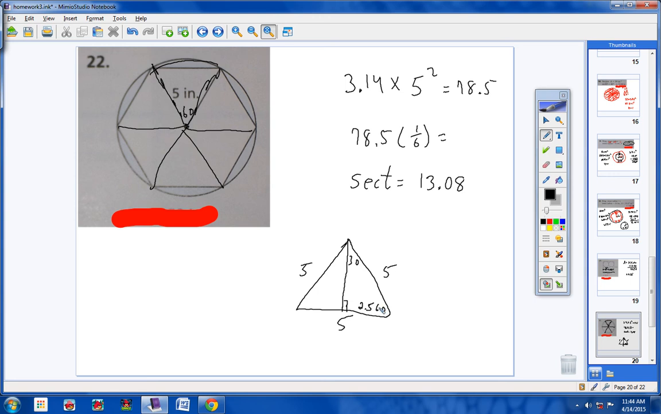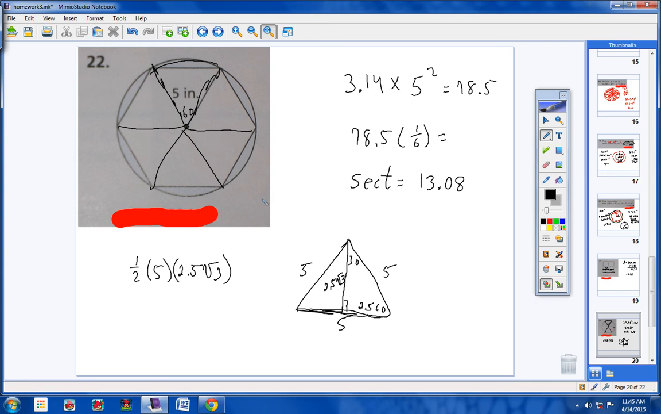When you have a 30, 60, 90 triangle, this longer leg is always the shorter leg, which is 2.5, times the square root of 3. So there's your height, 2.5 times the square root of 3. What's your base? 5. The entire base of the triangle is 5. Remember, you're not finding the area of this triangle here. You're finding the area of this entire triangle, okay? So the base is 5, and the height is 2.5 square root of 3. So the area of the triangle is 1/2 times the base times the height, which is 2.5 square root of 3.